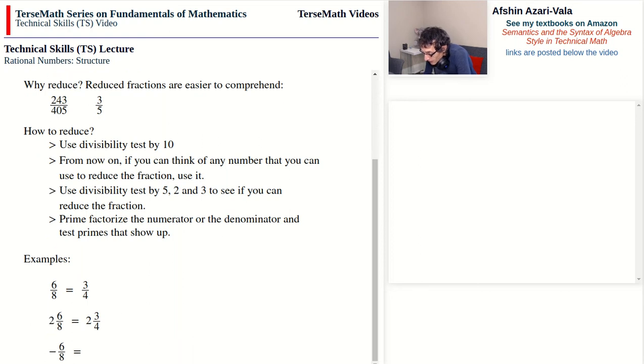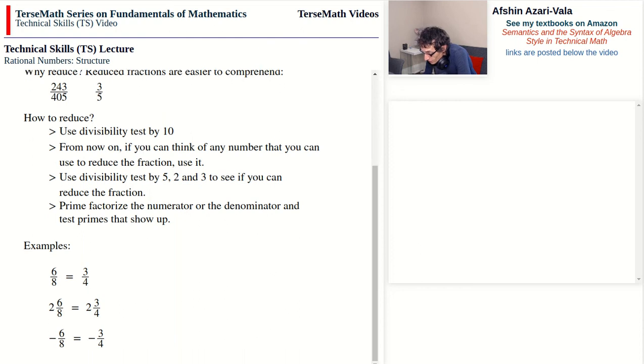And if a fraction is negative, now here we are talking about rational numbers, of course. Again, rationals are positive and negative fractions as well as 0. And so here the answer will be negative as well. So you reduce 6 and 8 in the usual way, but the answer is negative.